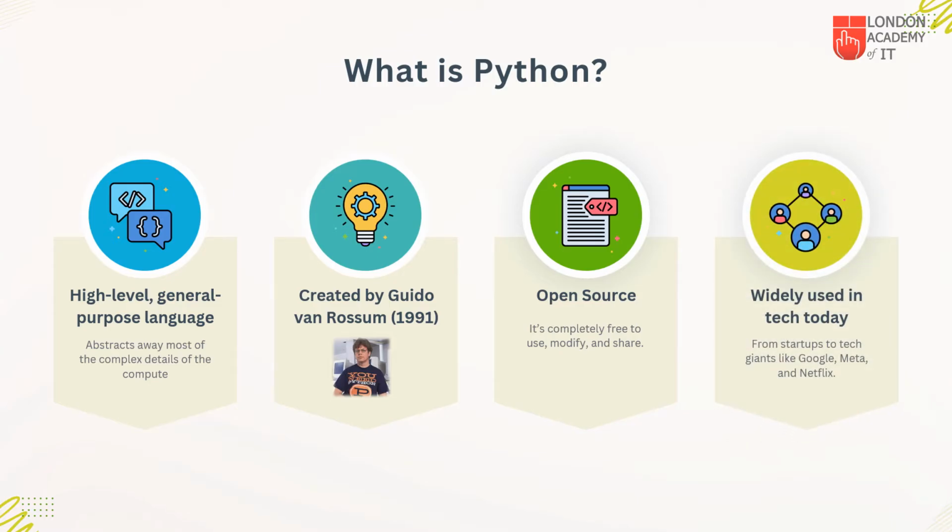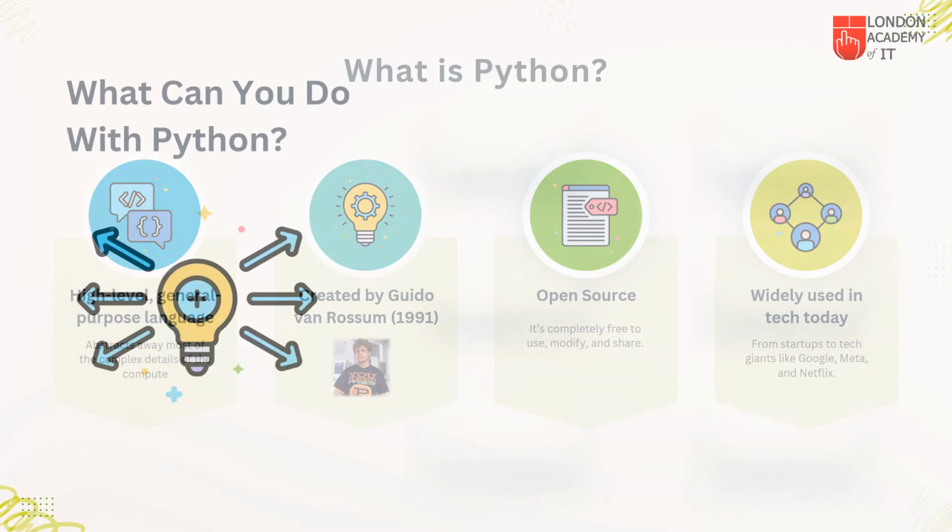Today, Python is used everywhere, from startups to tech giants like Google, Meta, and Netflix. It's the foundation for many of the tools and apps we use every day. So whether you want to build software, crunch data, or automate tasks, Python is a great place to start.